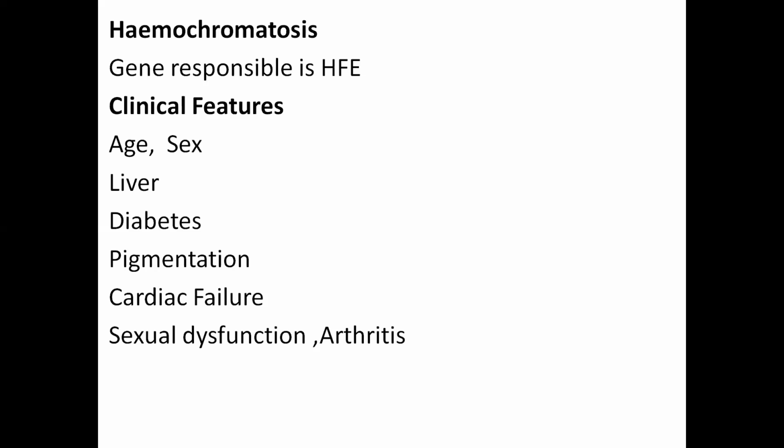The next presentation is arthritis. Iron is also deposited in the joints. The earliest feature will be in the second and third metacarpophalangeal joints. This is a unique feature of this disease. So the second and third metacarpophalangeal joints are affected early, then others, big joints, wrist, knee, hip may be affected. So this point differentiates it from other idiopathic arthritis.